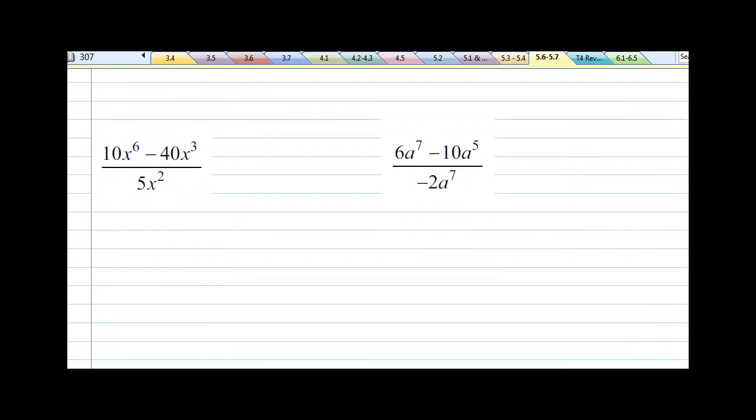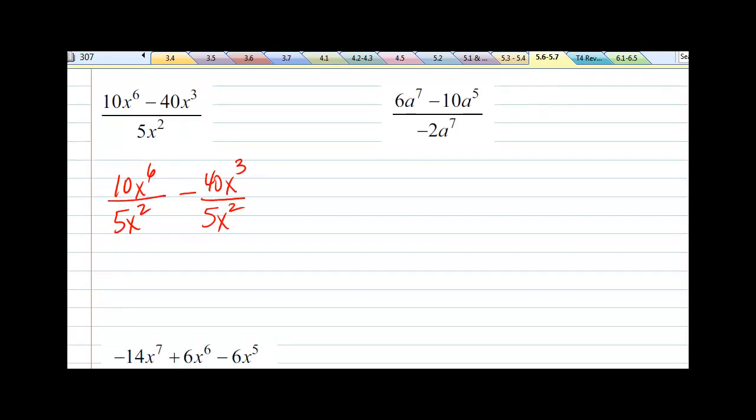So let's look at an example of that. This first polynomial division that I'm going to do right here, I'm going to take the first term, 10x to the 6, and write it over 5x squared. Then I take the second term, negative 40x cubed, and write that over 5x squared. So I took this division right here and I separated it into two separate fractions. And now I'm going to just reduce these two fractions to come up with an answer.